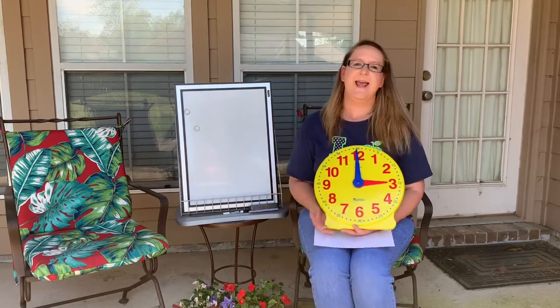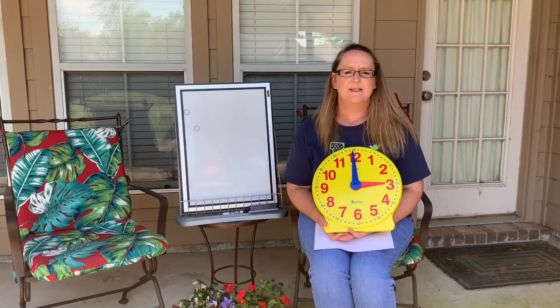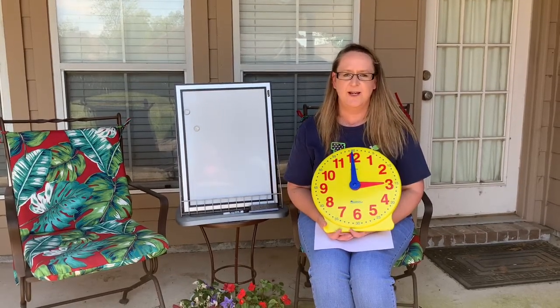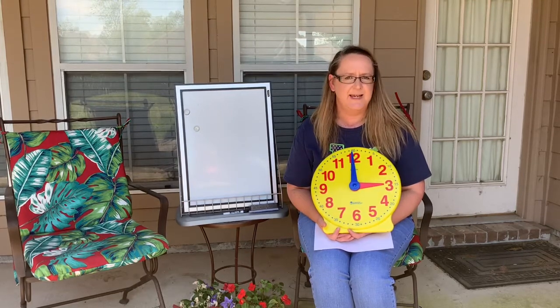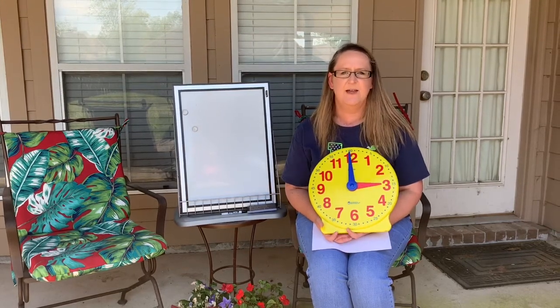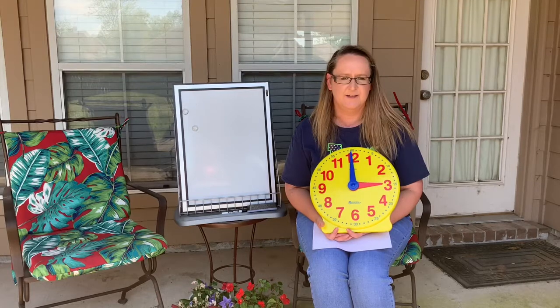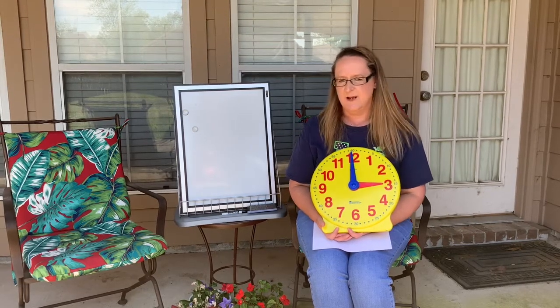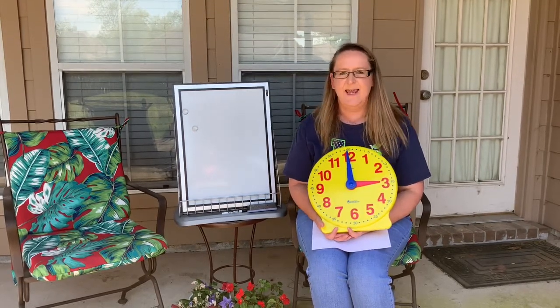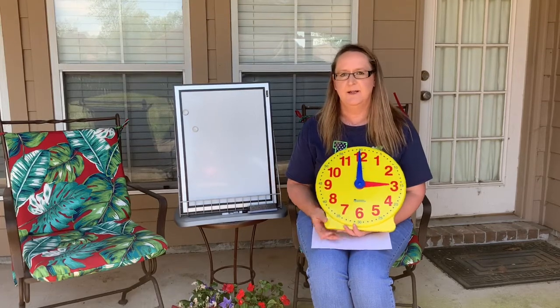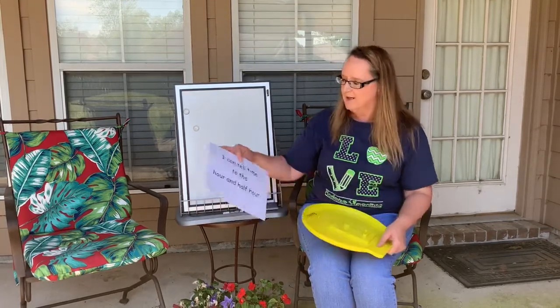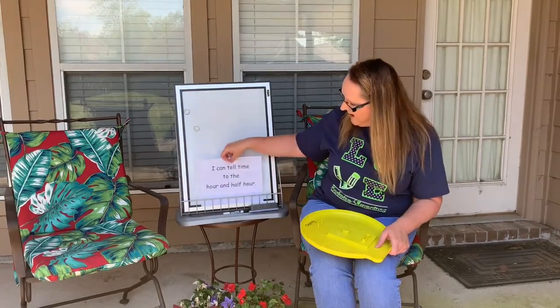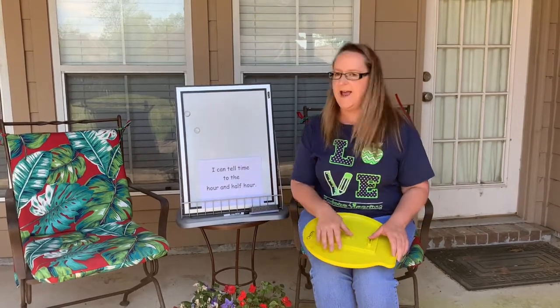Then we learned about AM. AM is time that happens in the morning when you get up. Then we learned about PM, and PM is a time that happens after lunch, okay? PM is a time when you go to sleep. AM is a time when you wake up. Now let's review what we learned today. We learned about how I can tell time to the hour and half hour.